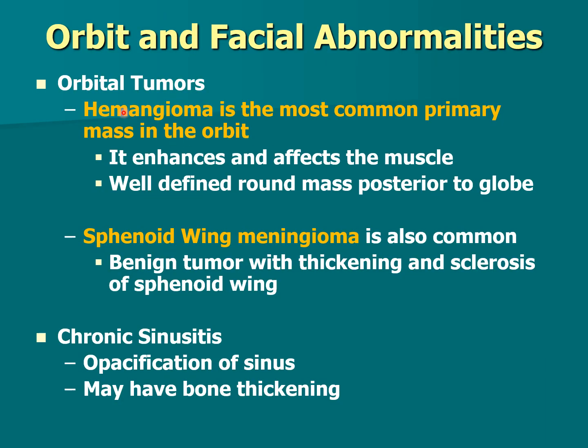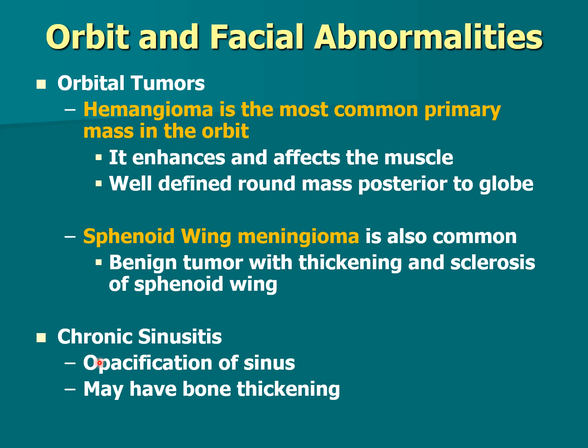Orbital tumors: a hemangioma is the most common primary mass in the orbit. It is a particular tumor that enhances with contrast, and it affects the muscles, the superior rectus, inferior rectus, or lateral and medial rectus muscles that move the eyeball. It's a well-defined round mass posterior to the globe. We're going to look at a picture of that. The sphenoid wing meningioma is just a meningioma around the sphenoid bone, a little harder to see, I think. And chronic sinusitis.